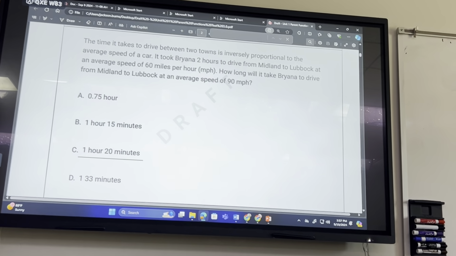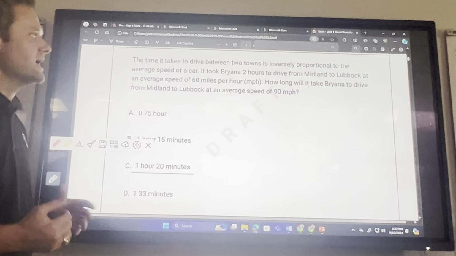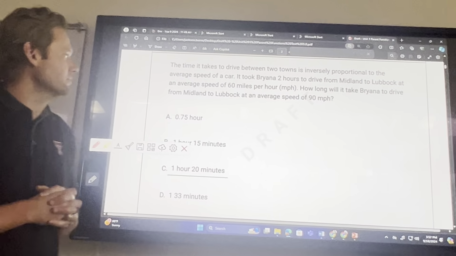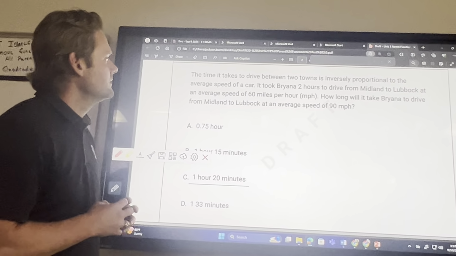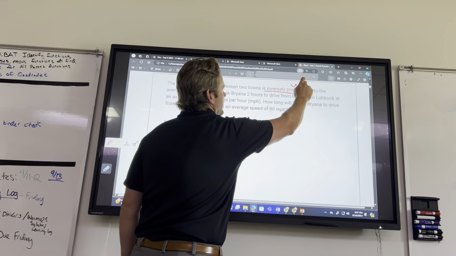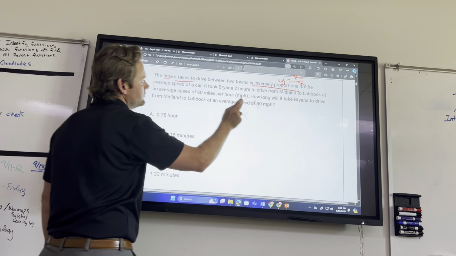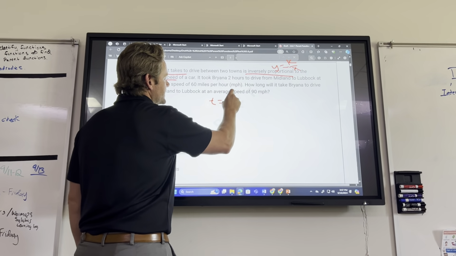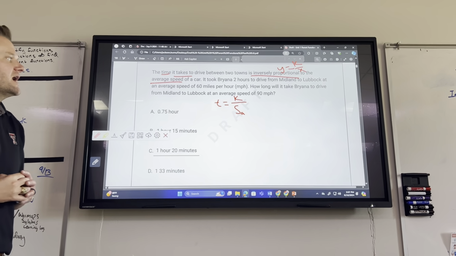All right, I do change this one up from class to class too. This is an inverse proportion, and it's driving from Midland to Lubbock. It took Brianna 2 hours to drive from Midland to Lubbock at an average speed of 60 miles an hour. The time to drive is inversely proportional. So right away, I'm thinking y equals k over x, and it's time to average speed. So t equals k over s, and I'll do a little s-a there for average speed.